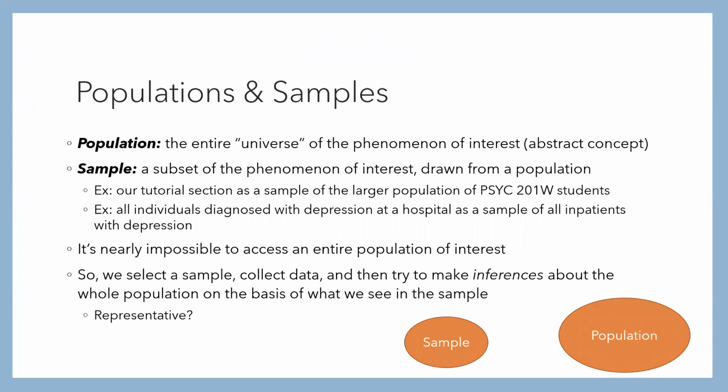So one of the most basic concepts in inferential statistics is that of populations and of samples. A population of something is the entire universe of a phenomenon of interest, and it's an abstract concept. A whole population of PSYC 201 students is literally every single person who has taken the PSYC 201 class, past and present. The entire population of human beings is all 7-point-something billion people on this earth, and the entire population of, say, people with anxiety is everyone who has or has ever had anxiety in this world. So it's always pretty big.